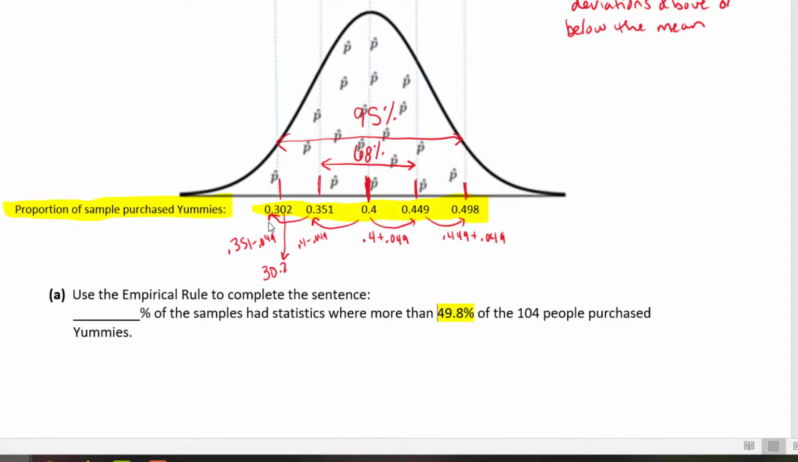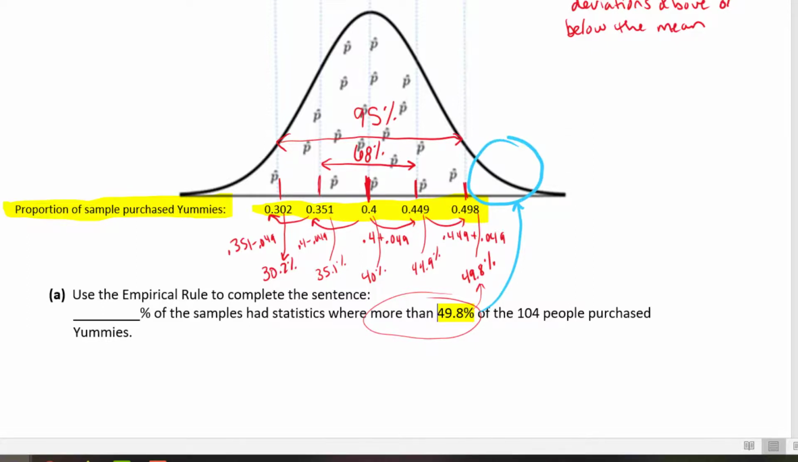But recall that you can certainly think of them as percentages of the sample. This is 30.2% of the sample. This one is 35.1% of the sample. This is 40% of the sample purchased Yummies. This is 44.9% of the sample purchased Yummies, and this one is 49.8% of the sample purchasing Yummies. They're asking us what percentage of these were more than 49.8%, which is that one right there. We're asking what percentage of these statistics is up here, is higher than 49.8%.